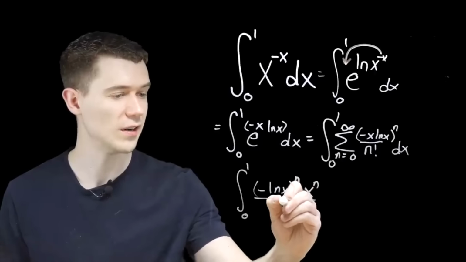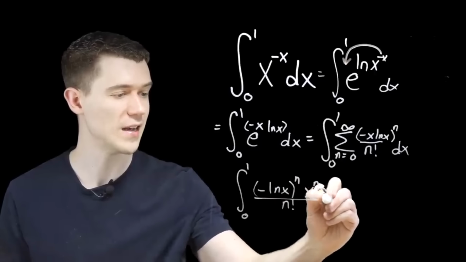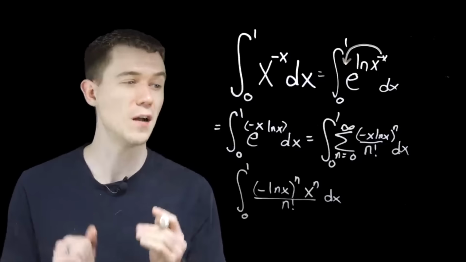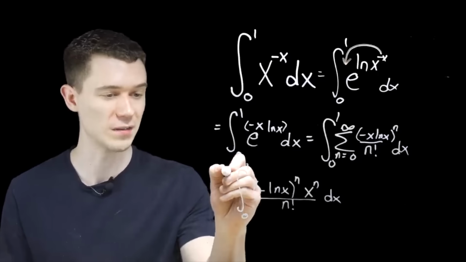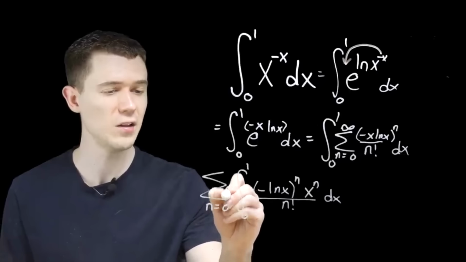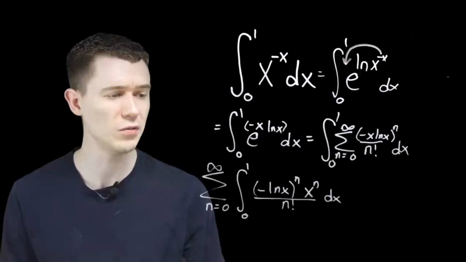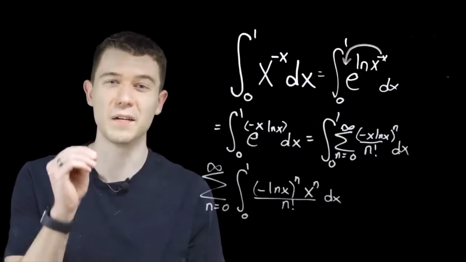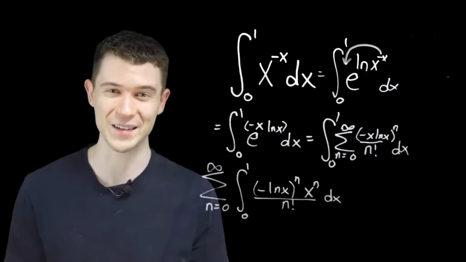This is over n factorial dx. And what we can actually do is interchange the summation and the integral symbol. We'll put the integral inside of the sum. And you might ask, well, why can we do this? The reason is the uniform convergence of this sum. And that's all I'm going to say about that.